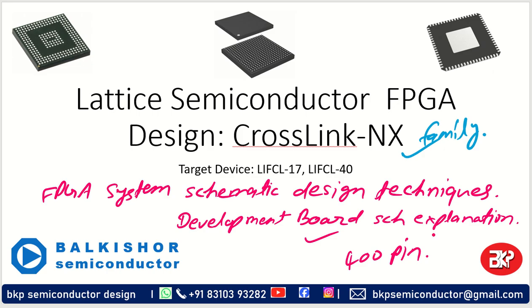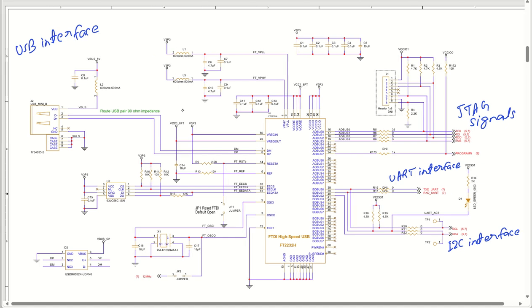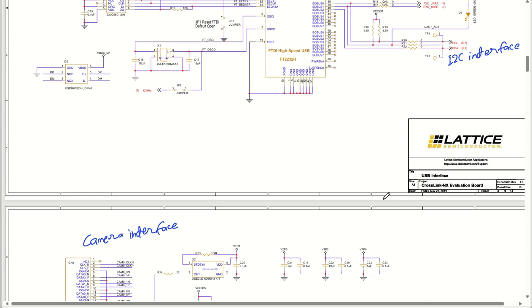We stopped at the USB interface explanation. So, let us continue with the next sheets. As you can see, last time we had seen this particular FTDI chip, how it is working, and how it is connected to my PC through USB mini, and then it goes to the JTAG signal of the FPGAs as well as UART and I2C. Now let us move to the next one.